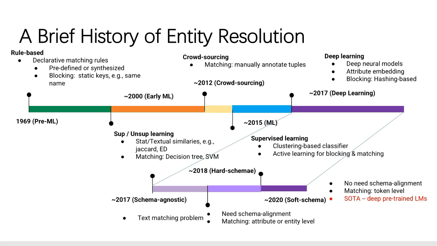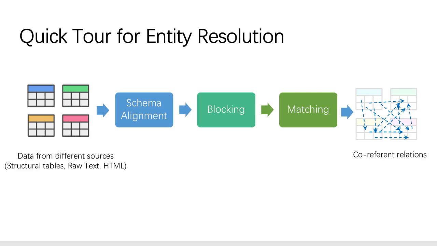This shows a brief history of entity resolution. I won't go through them in detail, but just to mention that roughly around 2015, people started to use sophisticated machine learning methods, and circa 2017, people started to use deep learning based methods. And within the deep learning methods, we are going to look at several different ways to deal with schema, the values, and the models.